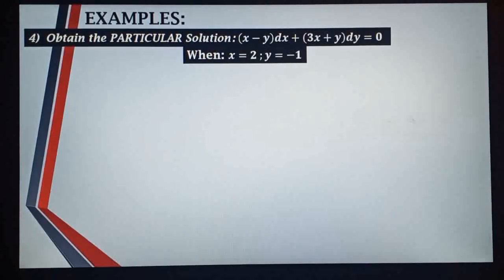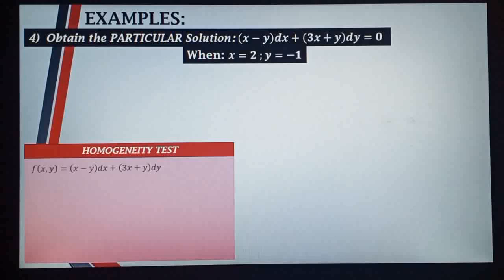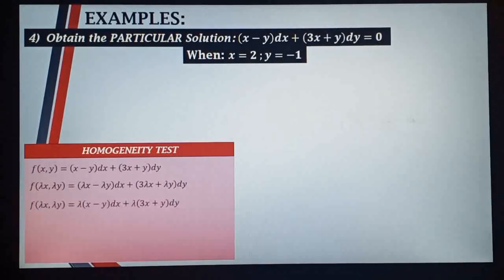So you need to perform first the homogeneity test. So we have the equation as x minus y dx plus 3x plus y dy. Then papalitan natin si x ng lambda x and si y ng lambda y. You will now have lambda x minus lambda y dx plus 3 lambda x plus lambda y dy. Then lahat ng terms has lambda. So pwede nating i-factor out si lambda.